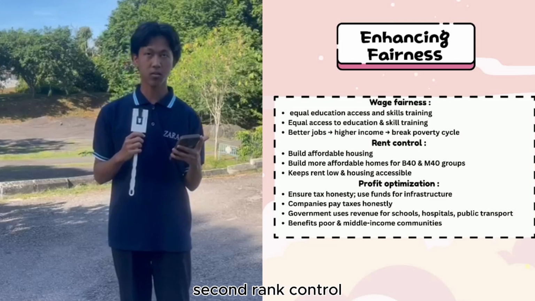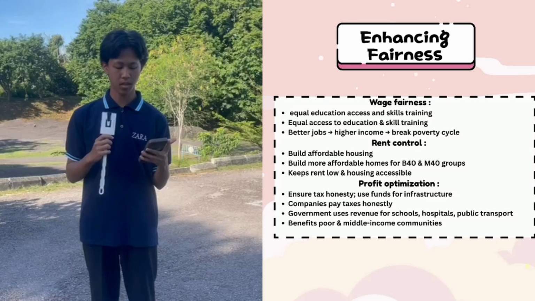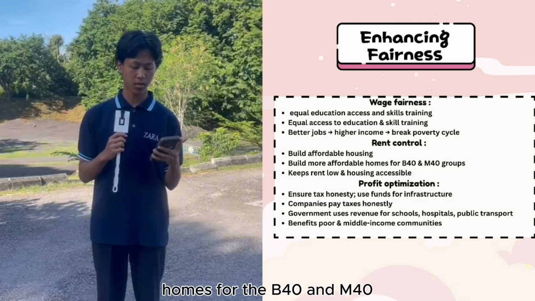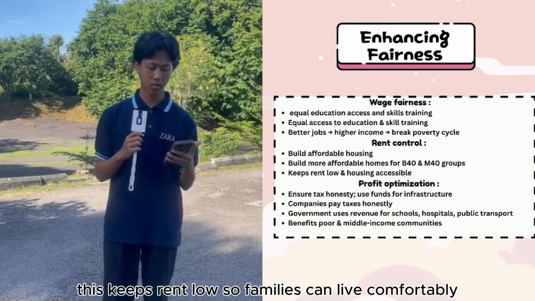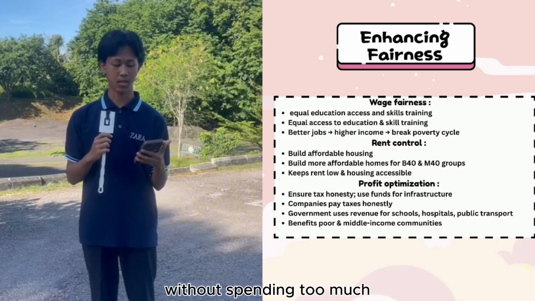Second, rent control. Houses and apartments are getting expensive. The government can help by building more affordable homes for the B40 and M40. This keeps rent low so families can live comfortably without spending too much.